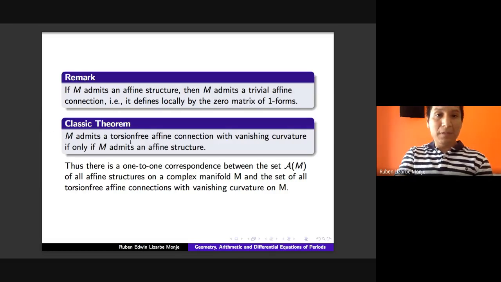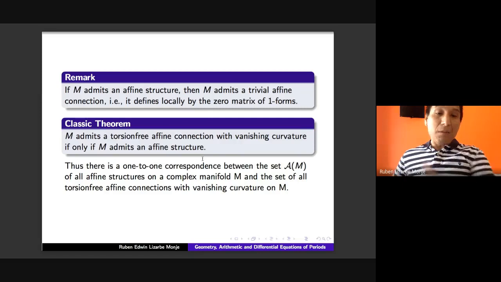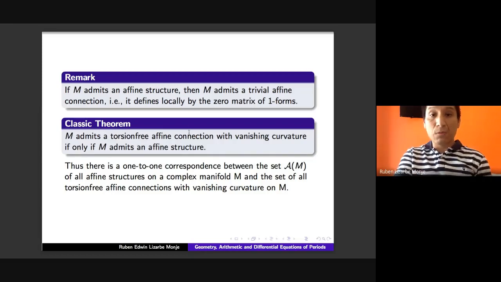The classical theorem says that M admits a torsion-free affine connection with vanishing curvature if and only if M admits an affine structure. So there exists a correspondence between the set of affine structures on a manifold, the torsion-free affine connections with vanishing curvature, and the set of affine structures. In dimension 1, the sets are equal. This is the classification in dimension 1 because the torsion and the curvature are equal to 0. But in dimension 2, it's not necessary.